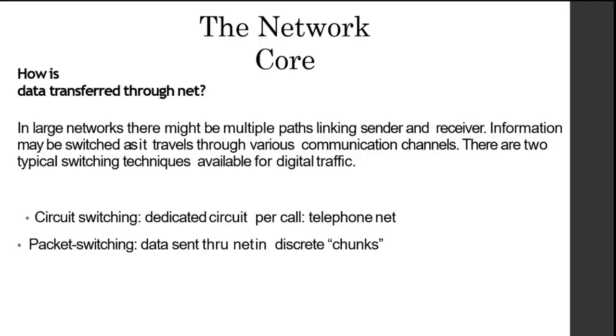But how is the data transferred through the internet? If we have a large network, there might be multiple paths linking sender and receiver. Information may be switched as it travels through various communication channels. There are two typical switching techniques available for digital traffic: circuit switching, which is dedicated for calls, like the telephone network, and packet switching, where data is sent through the network in discrete chunks.